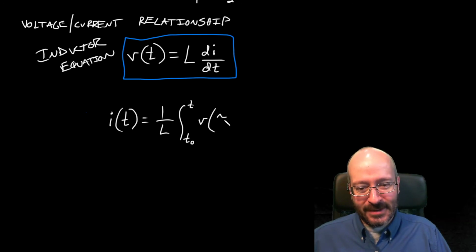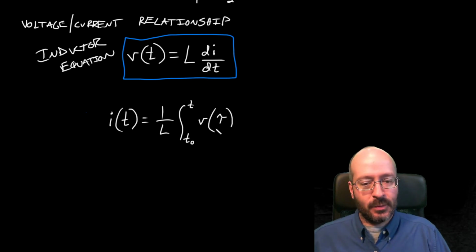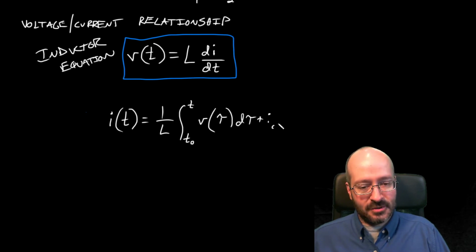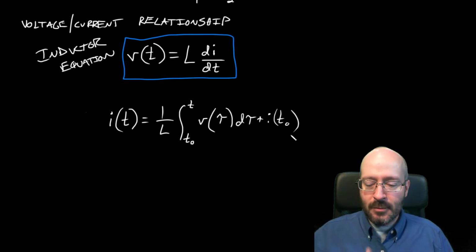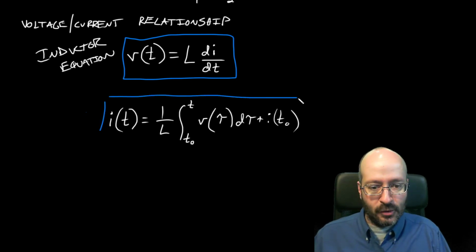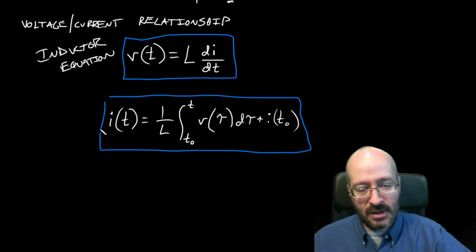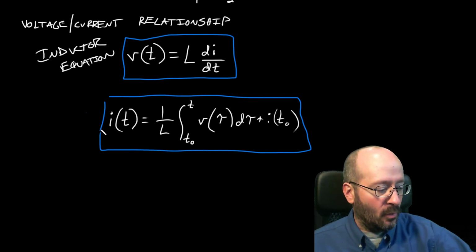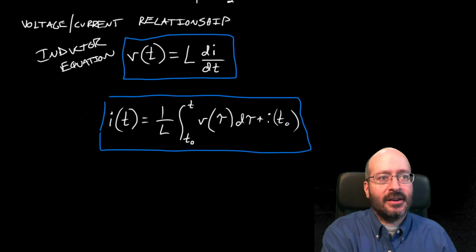So we're taking the time integral of the voltage. We have to be careful with our variables of integration, so we're going to substitute in tau again. And once again, we have this initial condition. So you might see that form as well. It's equally valid, but a little more difficult to work with when we're writing our KVLs and KCLs. We're going to be using these forms when it's appropriate. That's what I think you need to know for inductors.